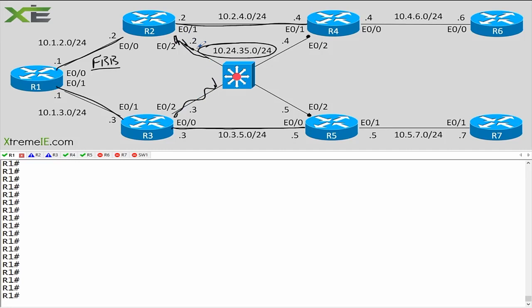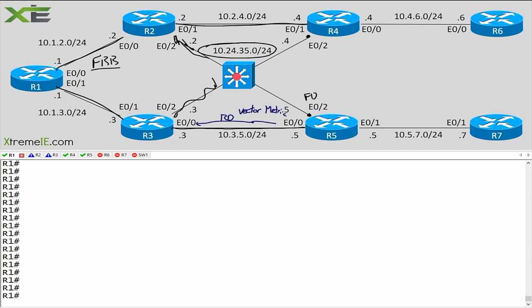So let's talk about how this works. Router 5 calculates a feasible distance toward this network, right? And of course, it's directly connected. Then router 5 advertises this prefix over to router 3, and he gives it his reported distance. He also gives it some values that we call the vector metric, right? So he's going to give it the bandwidth, and some other pieces.